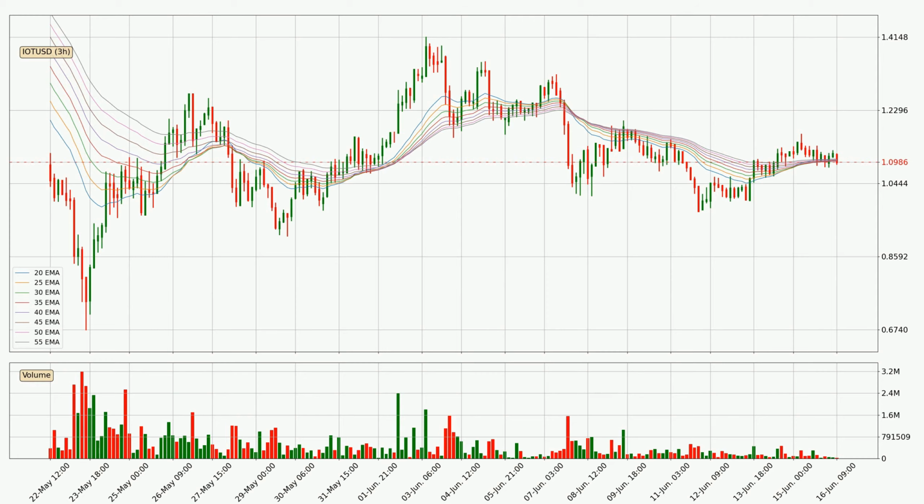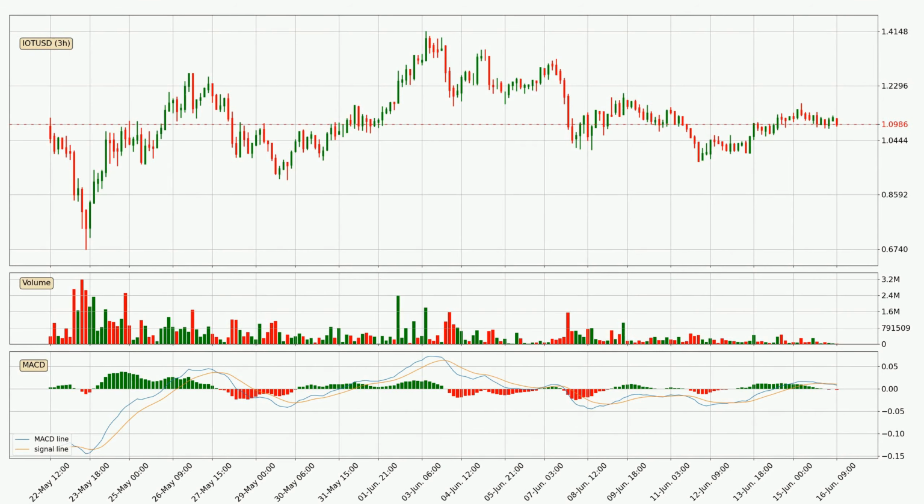Looking at the 3-hourly MACD, the trend is currently going down because the MACD line is below the signal line. The momentum is currently indecisive, according to the MACD histogram. This means you should wait and see if the MACD line will cross the signal line, which will be bullish, due to the expected shifting momentum.